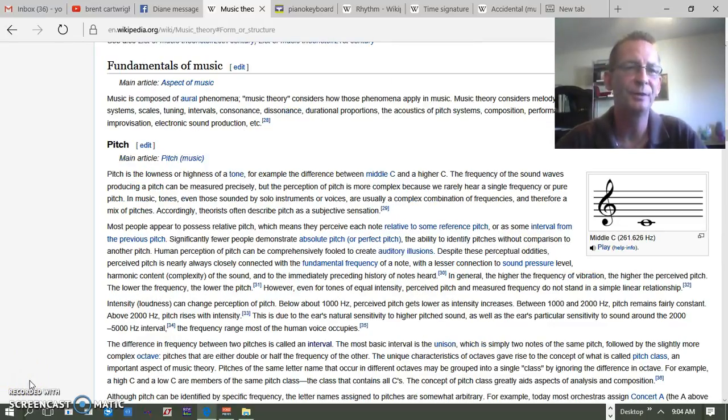All right, pitch. Pitch is real simple. Pitch is the lowness or highness of a tone. When somebody's talking to you about pitch, that's what they mean. Is it middle C? Is it the C above middle C? Is it the C below middle C? Where is it as far as in the frequency spectrum? Where is the pitch located? That's a very simple understanding, a very basic explanation, but basically that's what it is.